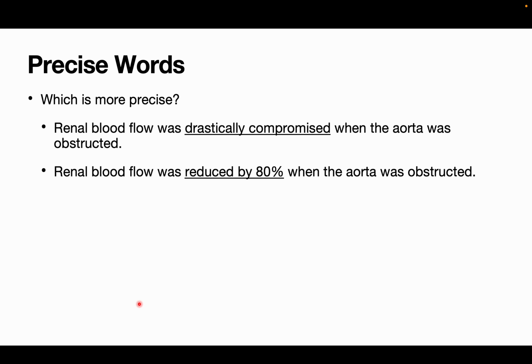So let's think about this one. Which one of these is more precise? Renal blood flow was drastically compromised when the aorta was obstructed, or renal blood flow was reduced by 80% when the aorta was obstructed. Well, obviously, the second one is more precise because we get a picture of how much the renal blood flow was reduced by.